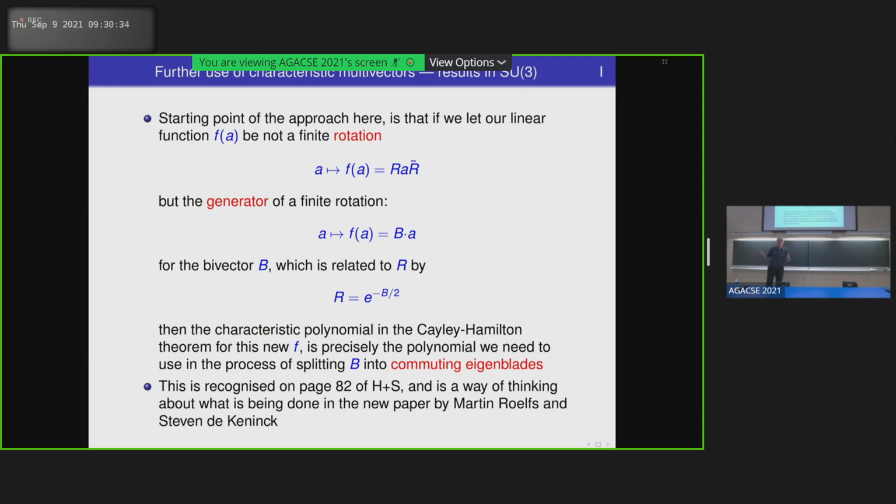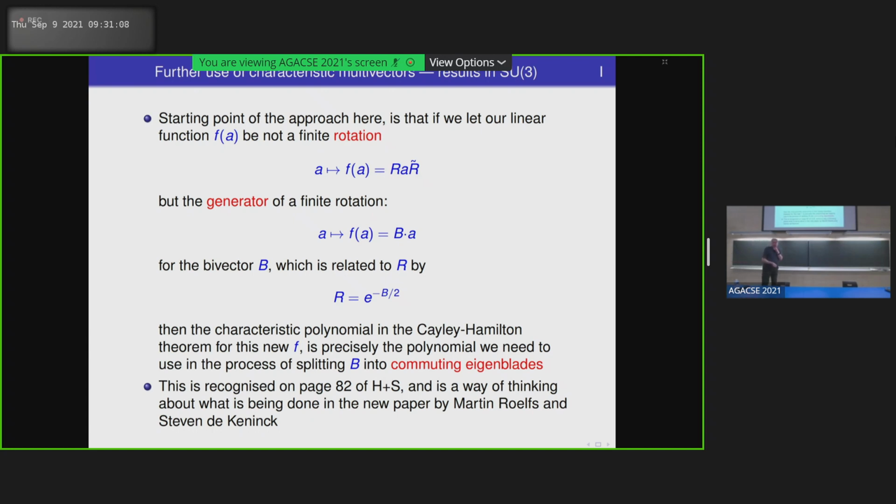Shouldn't say my approach. This is the approach I'm going to talk about for a bit, of how you can use the Cayley-Hamilton theorem and characteristic multivectors in looking at a finite rotation. Sorry, we've already done the finite rotation: A' equals f of A equals R A R reverse. We want to look at the generators of finite rotations, which is how people think about things like SU3. They think of it as a Lie group, so they want the generators. And that's what we're looking at here.